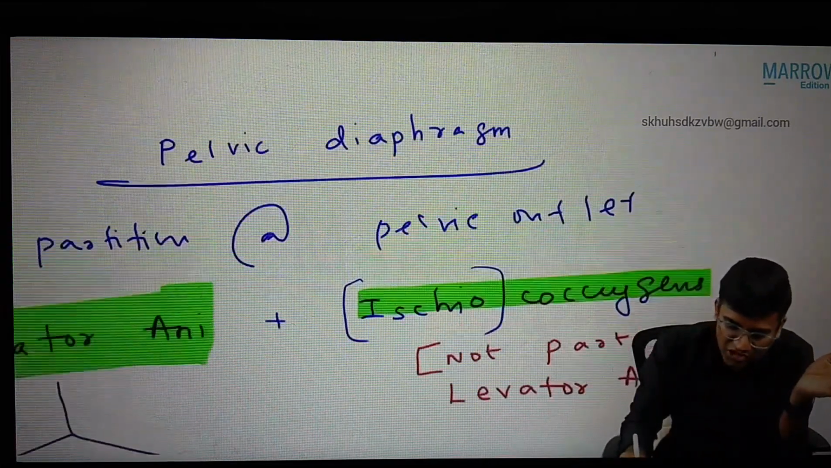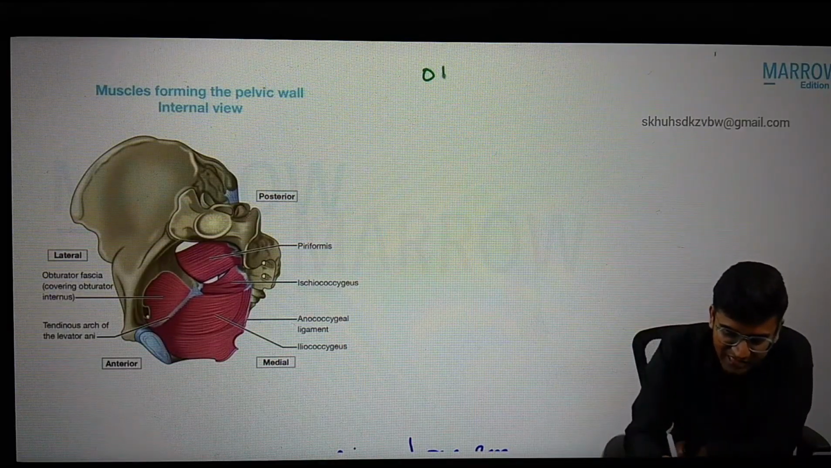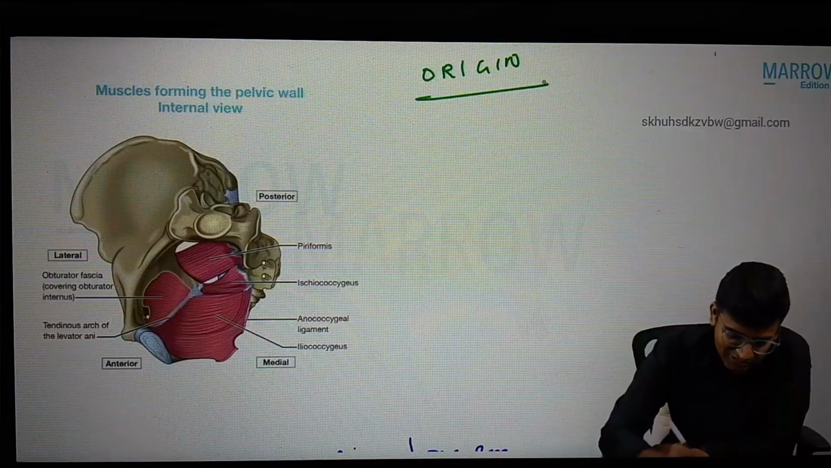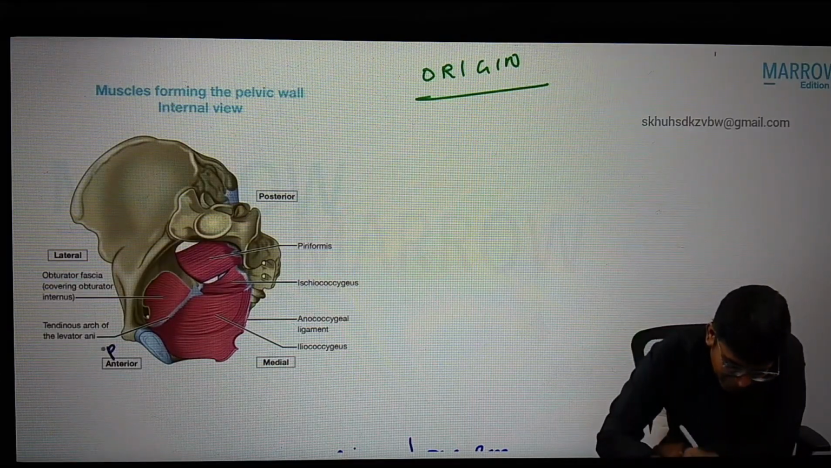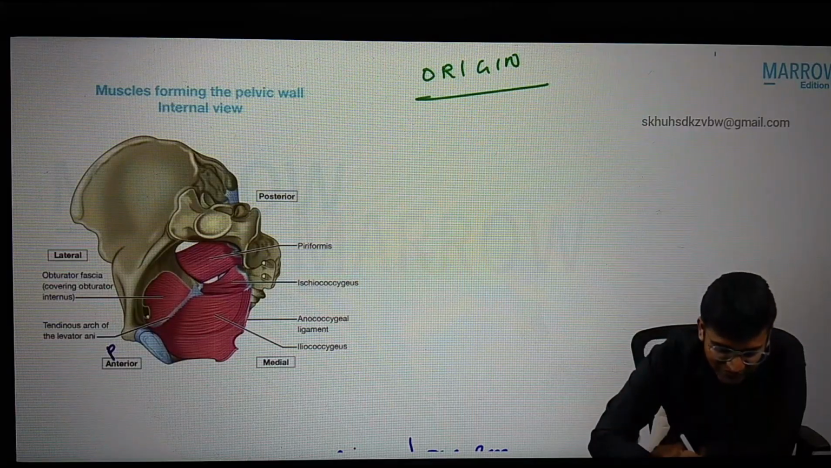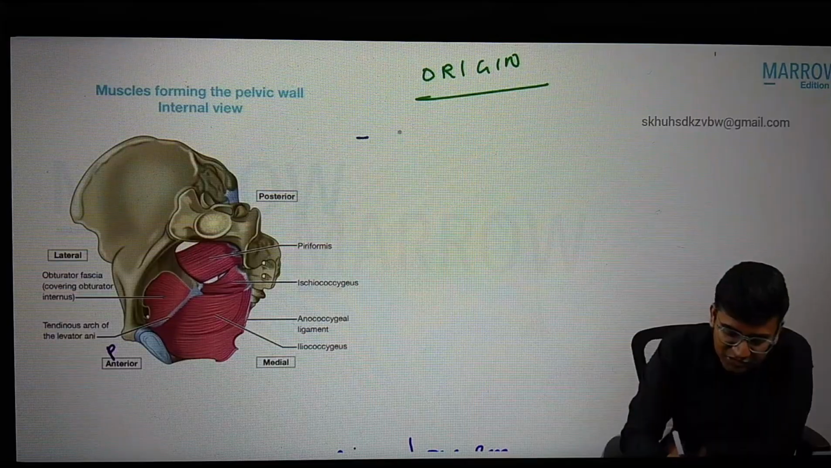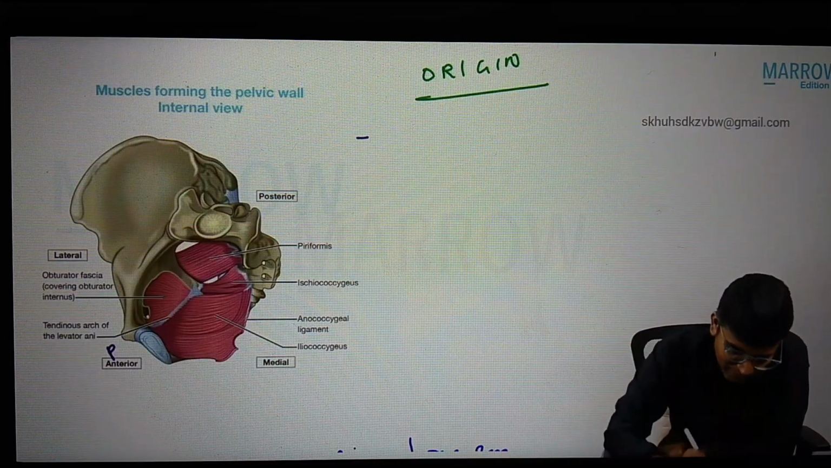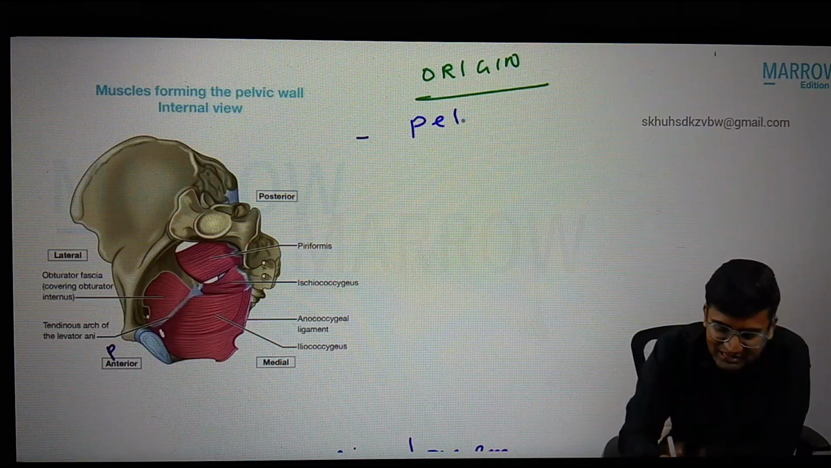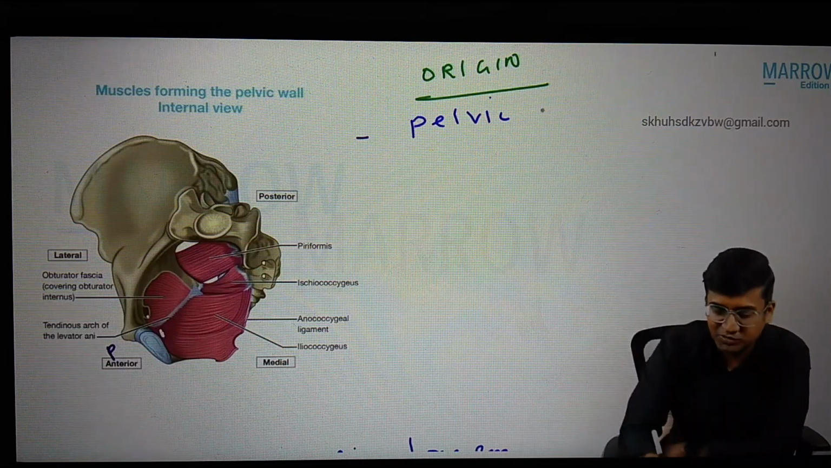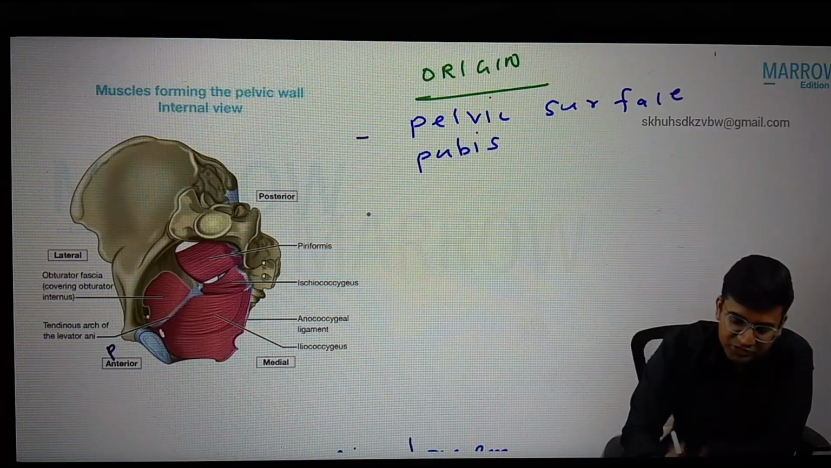Now, the origin of the levator ani muscle, see the diagram. The levator ani muscle originates from three areas. This is the front side. This is the pubic bone, I am writing it as P. This is the pelvic surface of the pubis, the inner surface of the pubic bone. So, number one, it originates from the pelvic surface of the pubis.